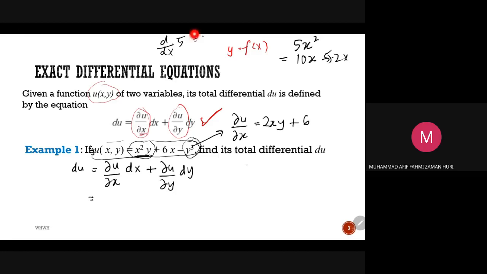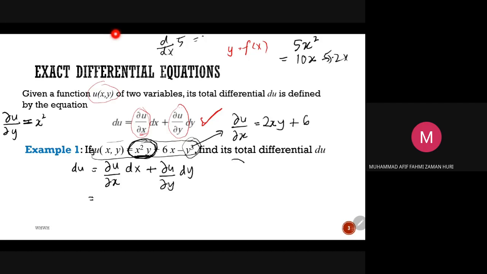Okay. And then we find del u del y straight away. I'll write it below here. What about del u del y now? Meaning that del u del y is the other way round. We differentiate u(x,y) with respect to y and we regard x as our constant. So tell me what is the derivative del u del y for the first term, x square y? What do we get then? x square. Yes, definitely, x square.